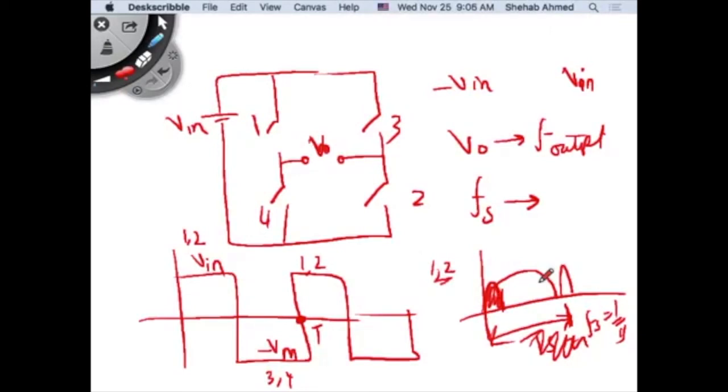No, this is a question that I need an answer for. Yes? You're not convinced? I don't get how it's the whole period. What is the switching frequency in this diagram? Switching frequency is 1 over the switching period.